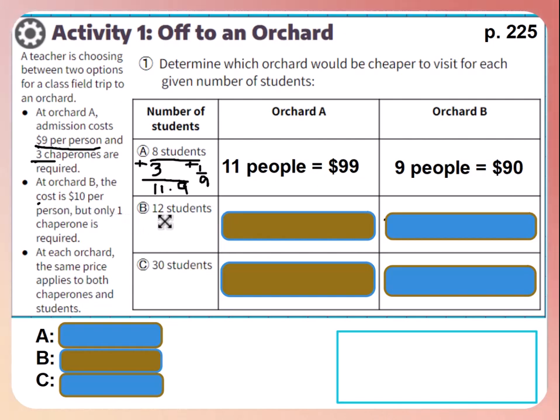Yeah, that's right. So 12 at Orchard A costs $9 per person, but you've got to add on 3 chaperones. So what's 12 plus 3 chaperones? 12 plus 3 would be 15. 12 students, 3 chaperones, 15 total, times 9. That's for Orchard A. And then for Orchard B, we have 12 students plus 1 more. That would be 13. See, we only need 1 additional, times 10.